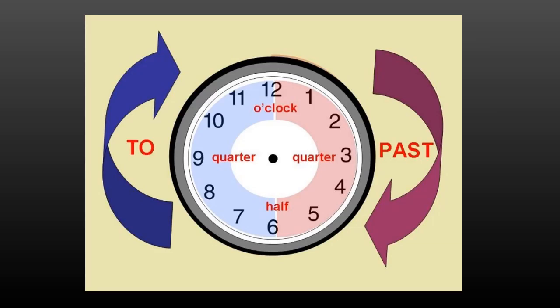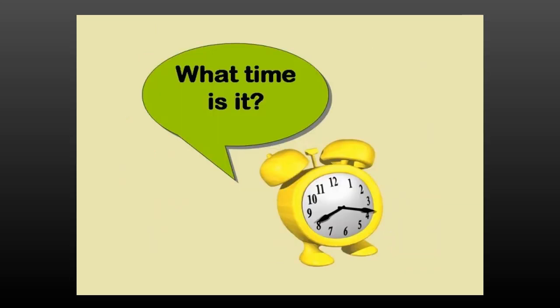So as you see here, when the long arm is on the 12, we say o'clock. When the long arm is on the 3, we say quarter past. When the long arm is on the 6, we say half past. While when the long arm is on the 9, we say quarter to. Now let's practice more and guess what's the time.